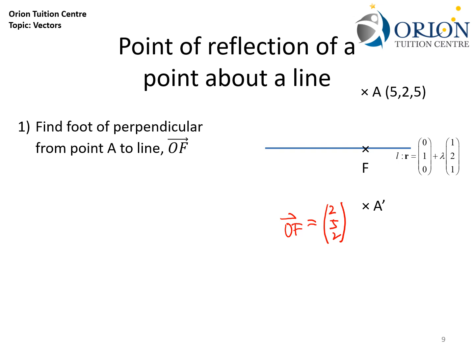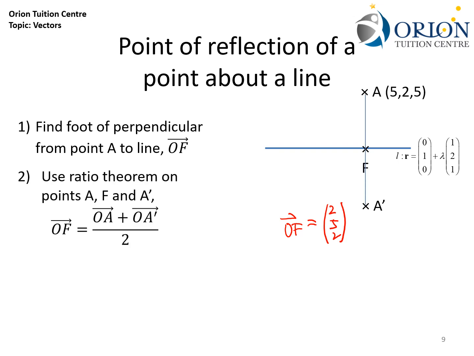Now, assuming that we have found the foot of perpendicular, the next thing is to realize that the foot of perpendicular actually bisects the point A and its reflection. So if I draw a straight line to join A to F to A prime, they actually fall on a straight line, and F is exactly in the middle, and therefore I can make use of the ratio theorem to write down this equation over here.